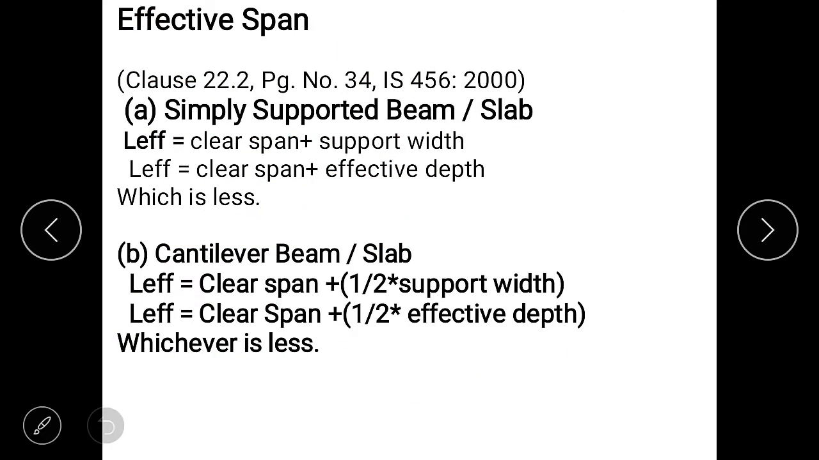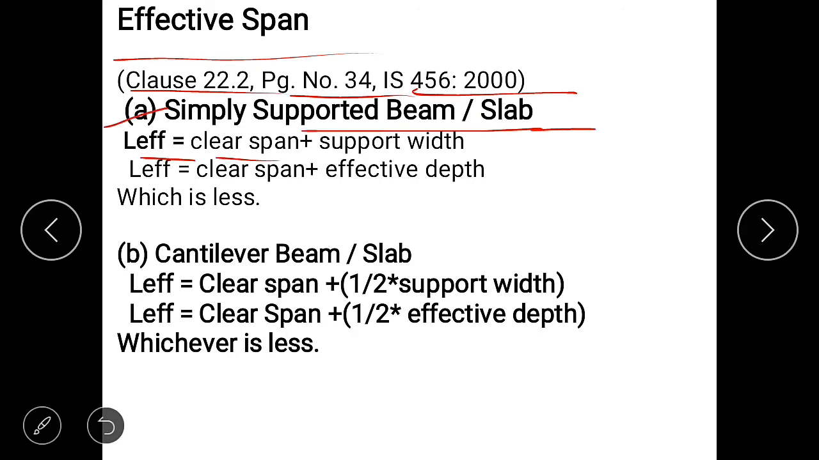So, effective span. In IS 456 2000, page number 34, clause number 22.2, the effective span for the beam is given. First, for a simply supported beam or slab, L effective is equal to clear span plus supporting width, or L effective is equal to clear span plus effective depth. Use whichever is less of these two, clear span plus supporting width and clear span plus effective depth. Take that as L effective.